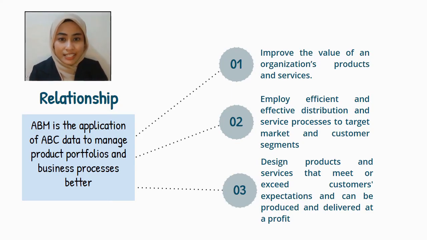So basically, there is a relationship between activity-based costing and activity-based management. As you remember the diagram for the activity-based management model I showed you just now, that is related, right? In order to implement activity-based management, we need the input from activity-based costing. In other words, activity-based costing is the initial stage to implement this ABM system. So activity-based management is the application of input from activity-based costing to manage the profit portfolio and also to have better business processes.